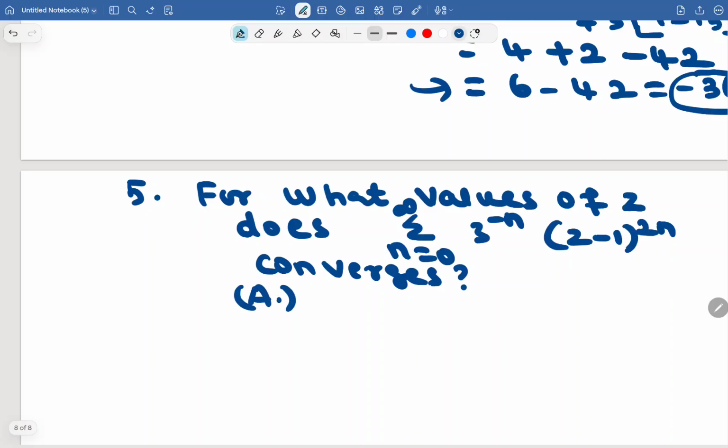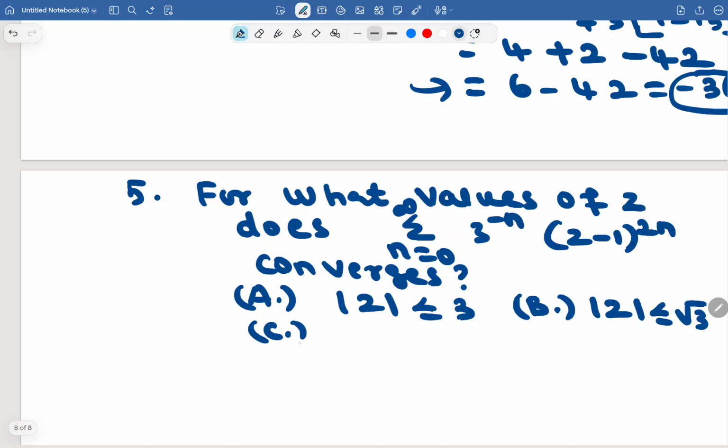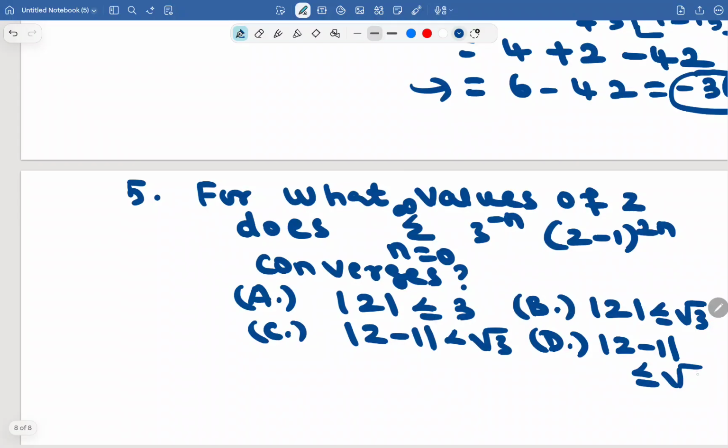Option A, mod z less than or equal to 3. Option B, mod z less than or equal to root 3. Option C, mod z minus 1 less than root 3. Option D, mod z minus 1 less than or equal to root 3.